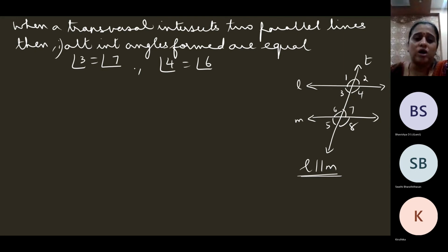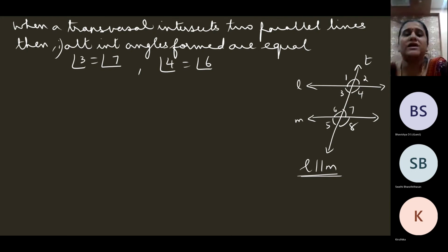Angle 3 and 7 are alternate interior angles and they are equal because the lines are parallel. Angle 4 and angle 6 are alternate interior angles and they are also equal. Why? Because the lines are parallel. If the lines are not parallel, they are still alternate interior angles, but they are not equal. That's the difference. They are always alternate interior angles; either they are equal or not equal. When are they equal? When the lines are parallel. When the lines are not parallel, they will not be equal.